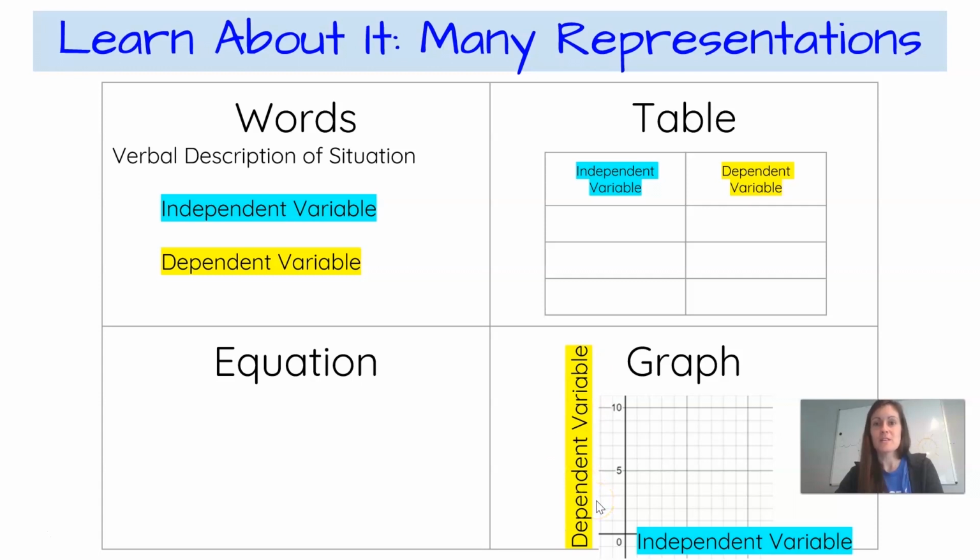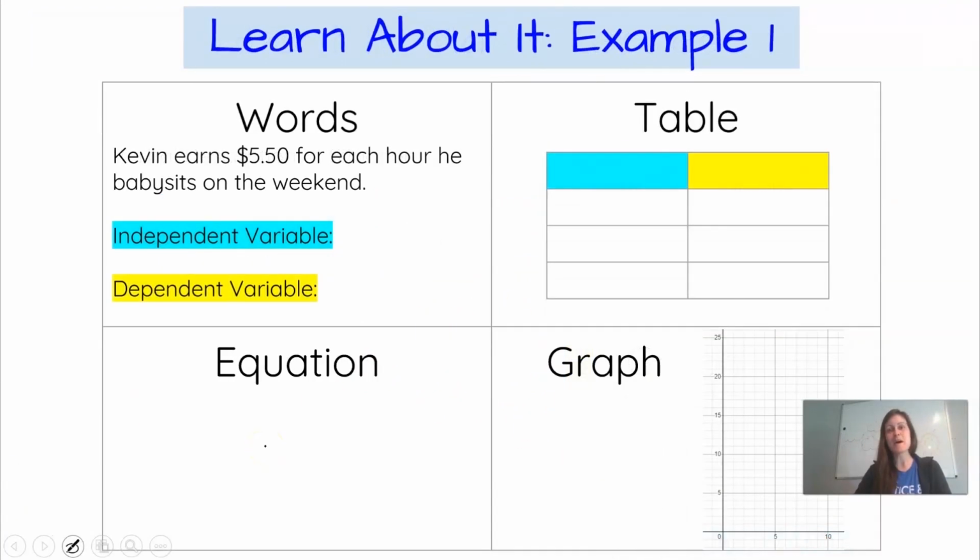So let's take a look at an example to see how we would fill out a multiple representation table. In this Learn About It example, we're going to review a real-world situation that's written in words and create a table, an equation, and a graph to represent that situation. So let's get started. Kevin earns $5.50 for each hour he babysits on the weekend.